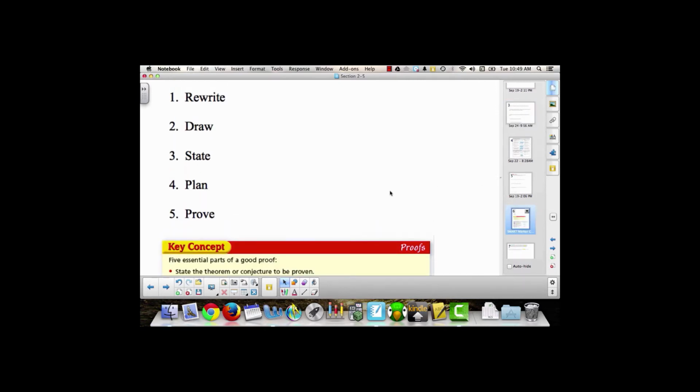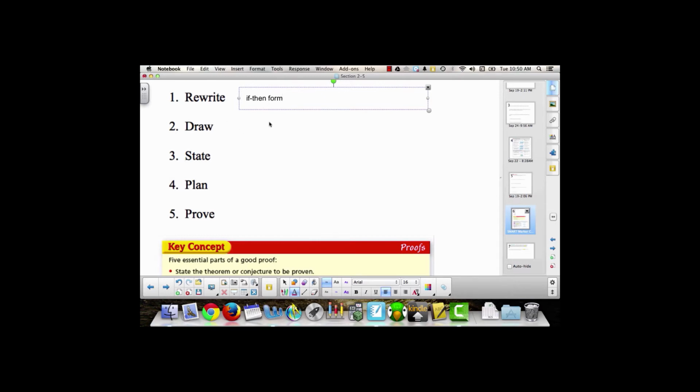Now we're going to talk about the steps needed in order to write a proof. The first step is to take your conjecture and rewrite it in if-then form. You want to put this in if-then form because that helps you to determine what is the hypothesis of your conjecture and what is the conclusion of your conjecture. Conjectures should always be conditionals, but they aren't always written in if-then form. So the first step should be to rewrite the conjecture in if-then form.